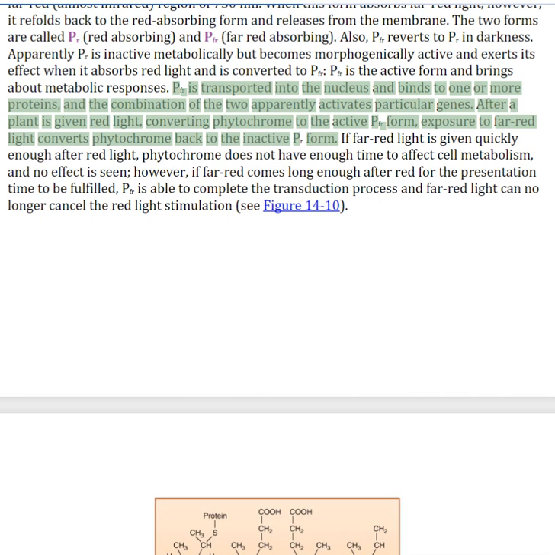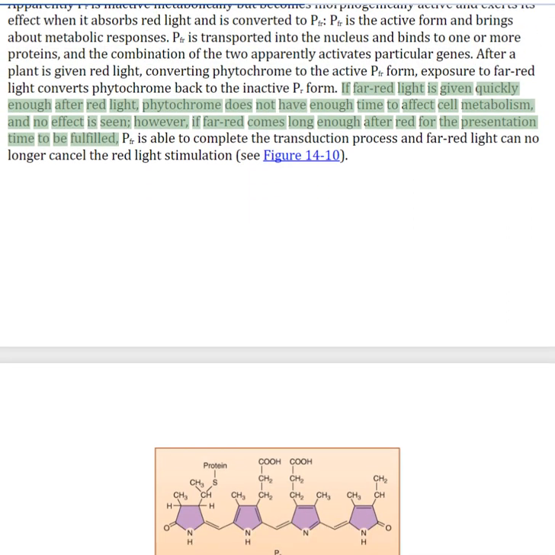PFR is transported into the nucleus and binds to one or more proteins, and the combination of the two apparently activates particular genes. After a plant is given red light, converting phytochrome to the active PFR form, exposure to far red light converts phytochrome back to the inactive P form. If far red light is given quickly enough after red light, phytochrome does not have enough time to affect cell metabolism and no effect is seen.